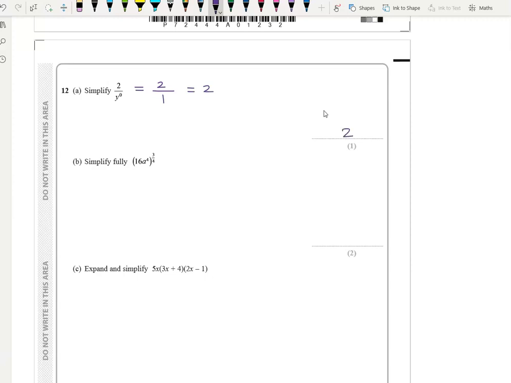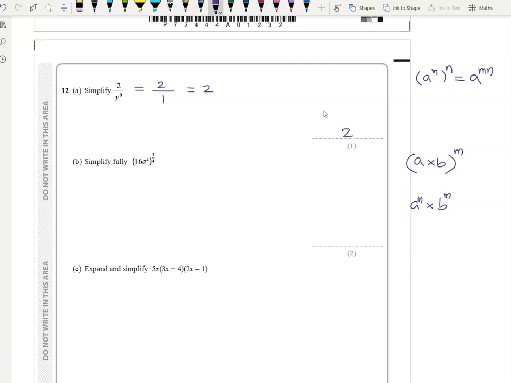Simplify fully (16a^4) whole power 3/4, so you have to use the distributive property. (a times b) whole power m. So you apply the power to both: a to the power m and b to the power m. Also, you have a double power, so you multiply the powers.